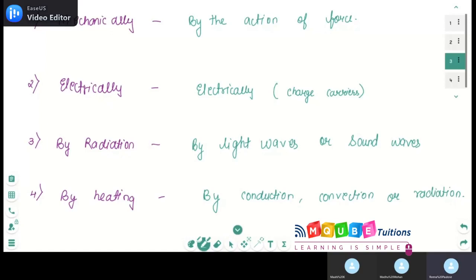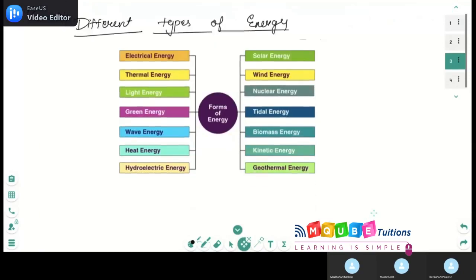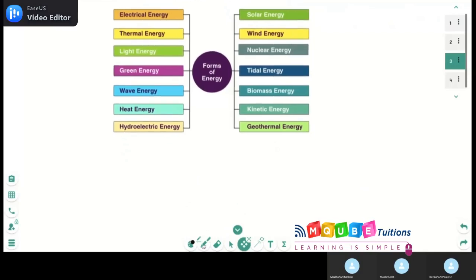Till then, I'll just show you something else: the list of different types of energy. Can you just read all the different kinds of energy quickly, starting from electrical? Electrical energy, light, green energy, wave energy, heat energy, hydroelectric energy, solar energy, wind energy, nuclear energy, tidal energy, biomass energy, kinetic energy, geothermal energy.